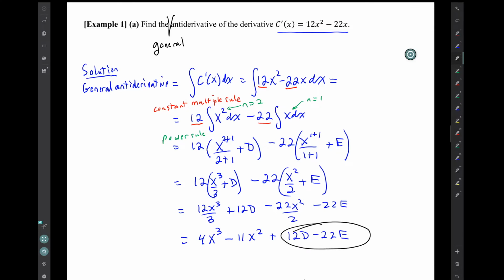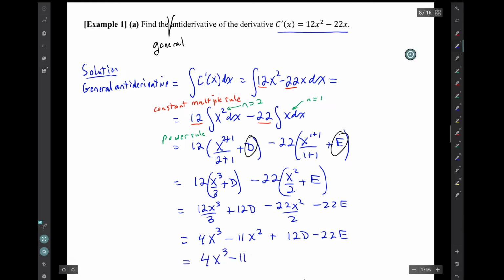Now realize that the letter capital D is a constant of integration. It can be any real number. And the letter E is a constant of integration as well. It can be any real number as well. So that means that this circled expression has the capability of being any real number. Well, we might as well introduce a symbol that is more concise that can just stand for any real number. So there's our general antiderivative.